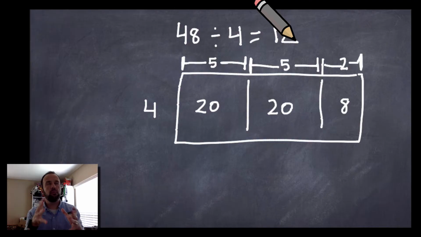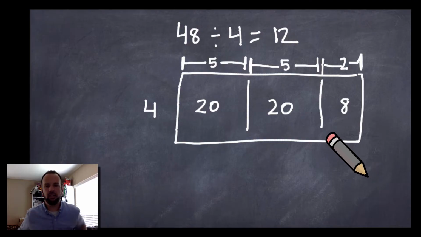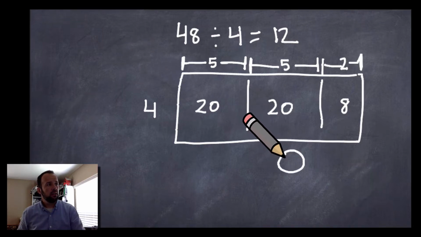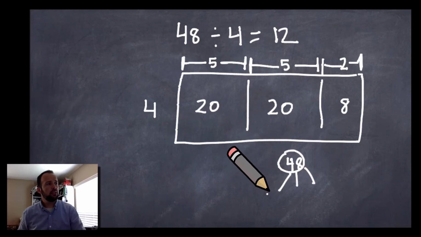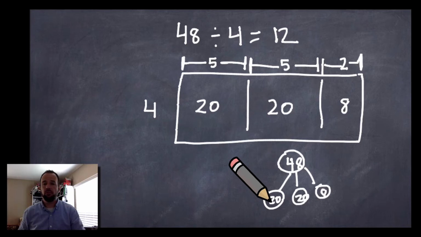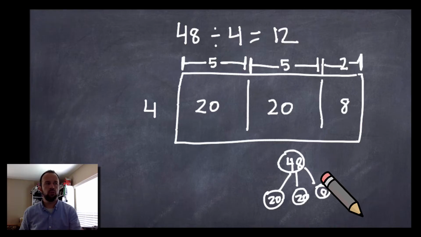We just decomposed it. We broke down that area a little bit more, made it a little bit smaller, a little bit easier to handle. And again, we could represent that with a number bond, with the number 48 broken into a 20 and a 20 and an 8, and we did 20 divided by 4, 20 divided by 4, 8 divided by 4, and that's how we got our answers. We got those partial quotients and then added them up. Cool, right? Easy enough. Let's take a look at one more example.